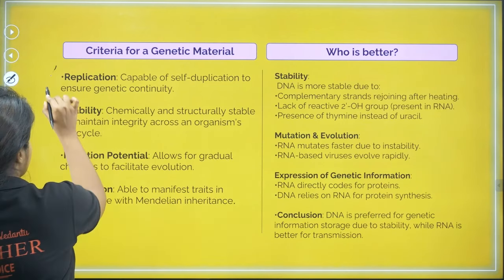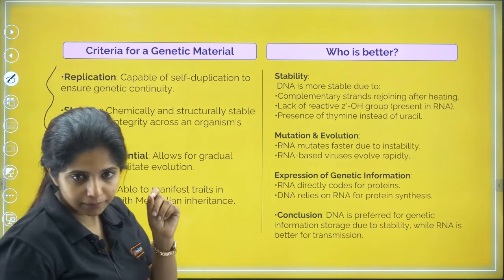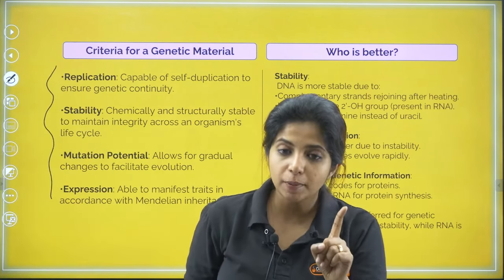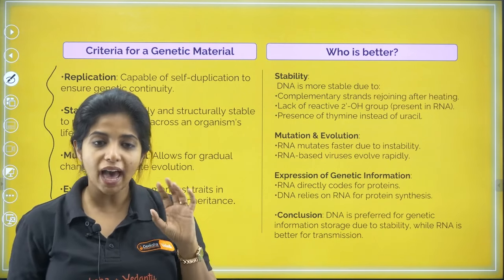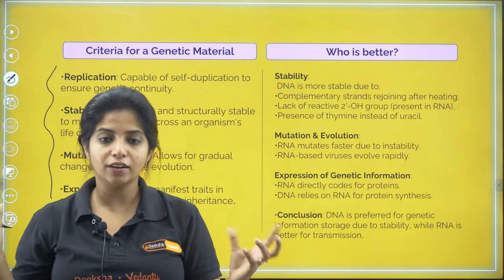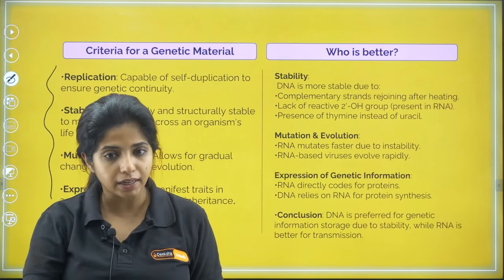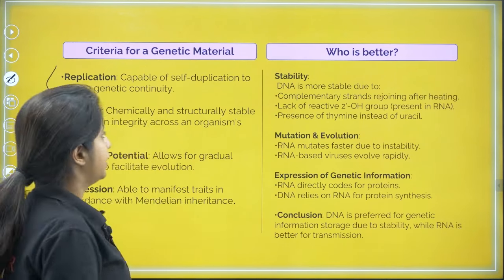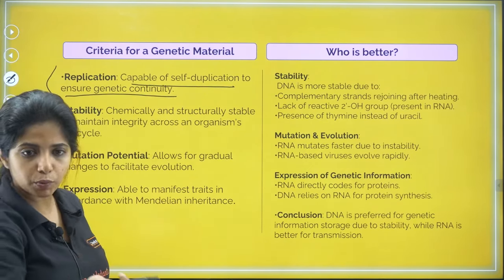So this is a question that usually comes: what is the criteria for being a genetic material? First one, it should be able to replicate. You have the DNA and you have the RNA, and both of them can replicate, but DNA does it in a better way. It should be capable of self-duplication to ensure what? Genetic continuity, that is why you need it.